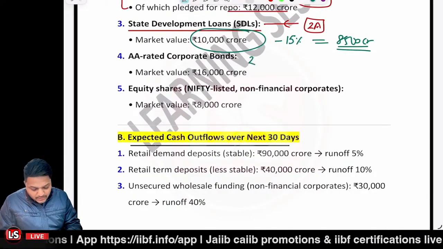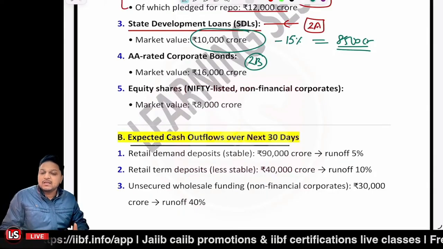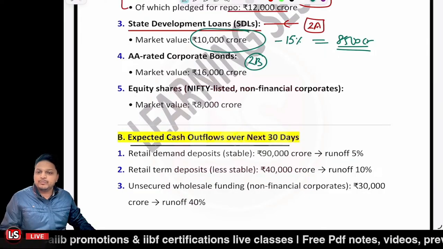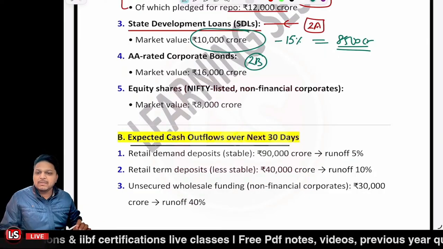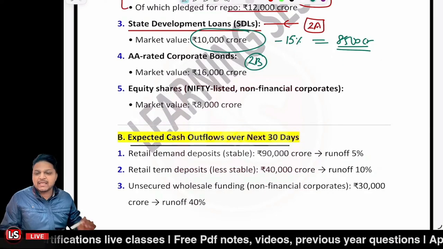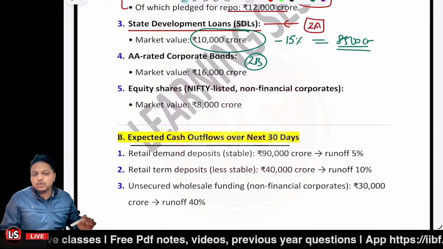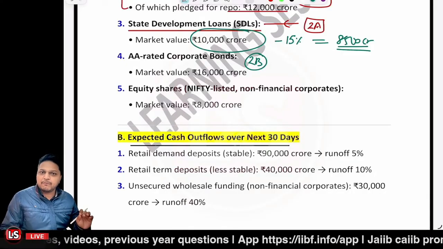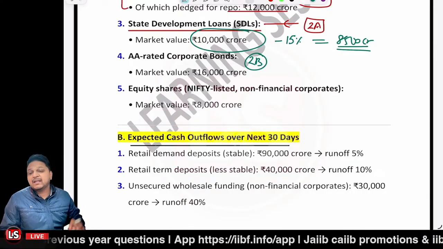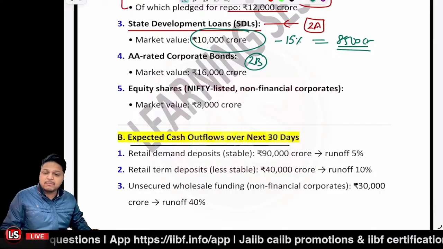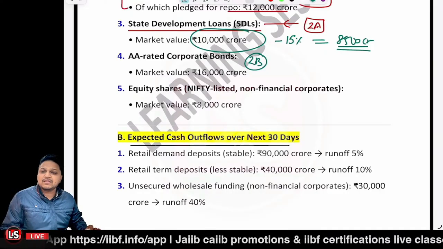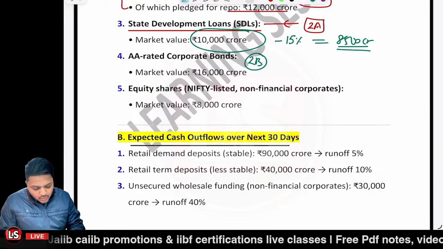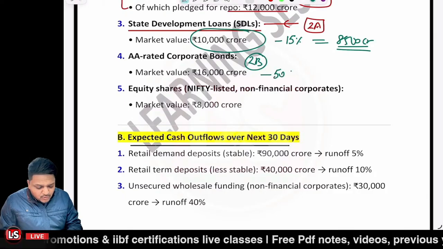And if we talk about the AA rated corporate bonds, that's belonging to the 2B assets. And in case of 2B asset, the minimum haircut which will be applicable, kindly do answer at the earliest. I have already told you that in case of level 2A asset, the minimum haircut applicable is 15%. And in case of level 2B asset, the minimum haircut applicable is what? It is 50%, right?